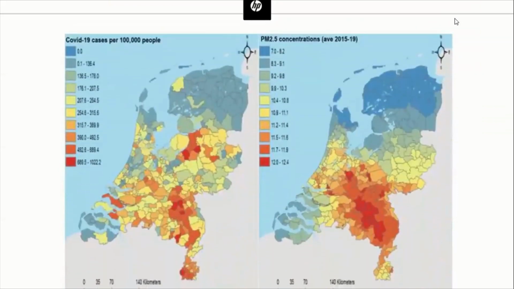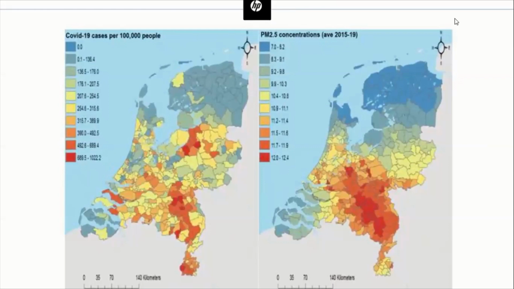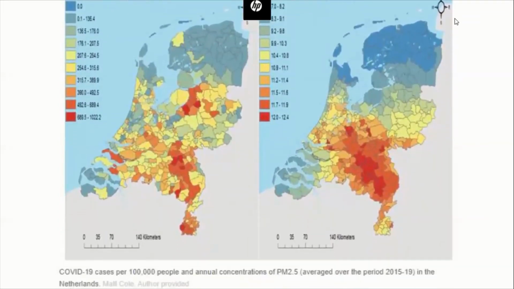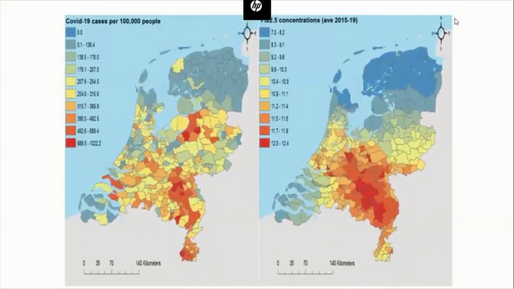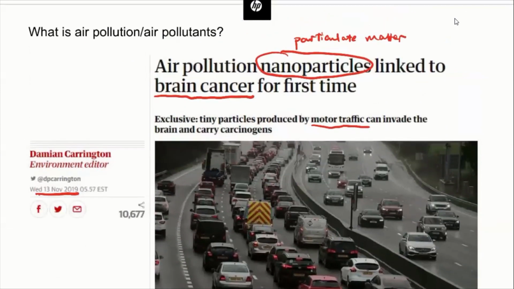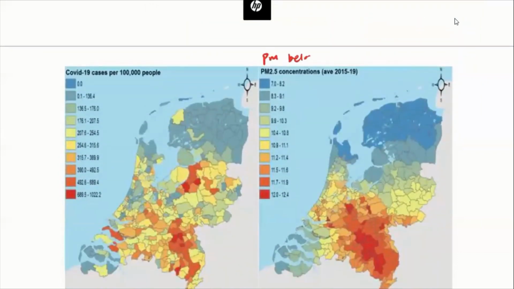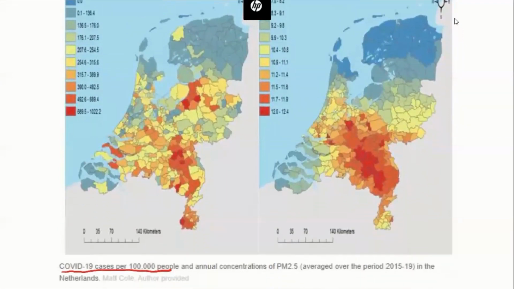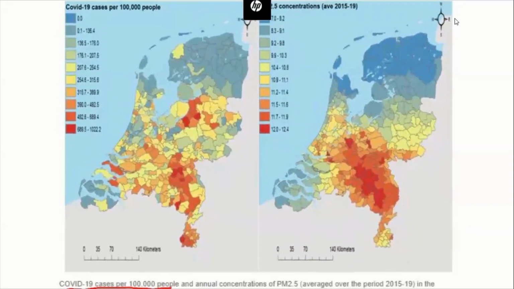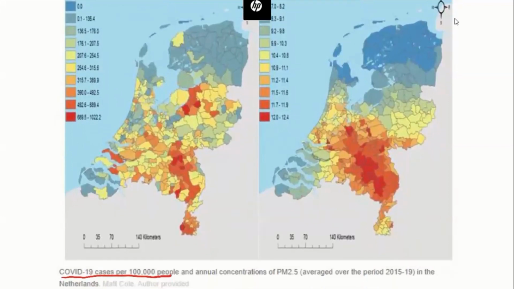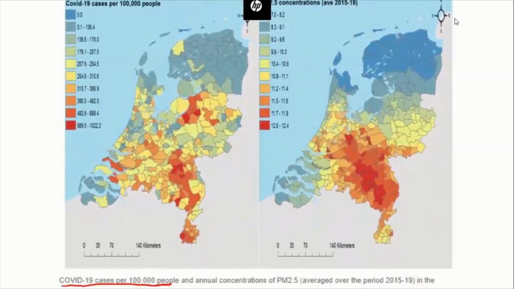To be more related to the current situation, what people find out is that in general, it seems that air pollution is related to the number of cases of COVID-19. What these two graphs are showing is the COVID-19 cases per 100,000 people, and the annual concentrations of PM2.5. PM2.5 is particulate matter below 2.5 micrometers. On the left-hand side is the number of COVID-19 cases per 100,000 people, and on the right-hand side is a map of pollution, how polluted the area is.